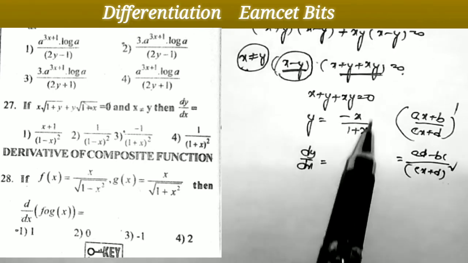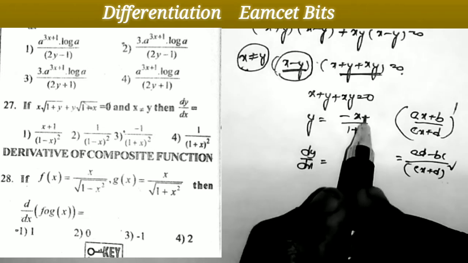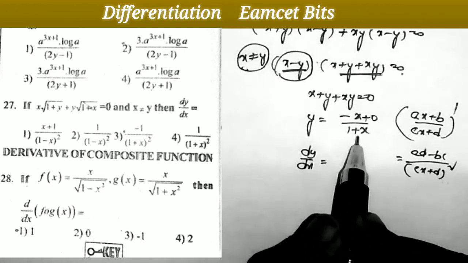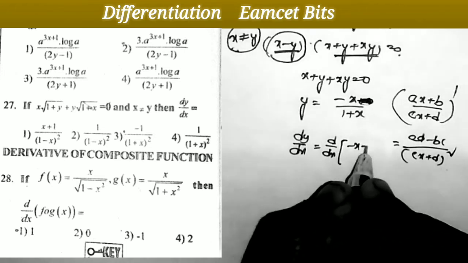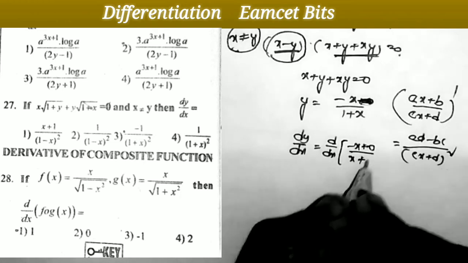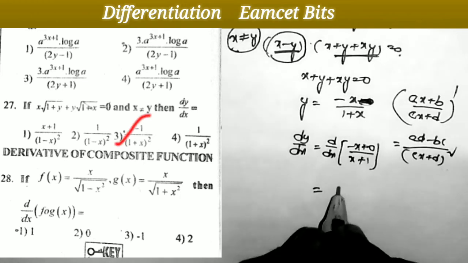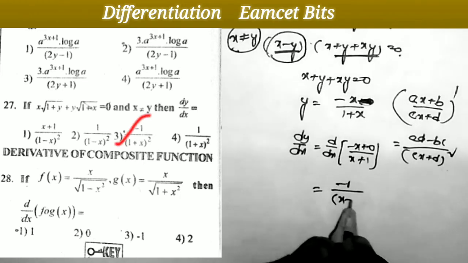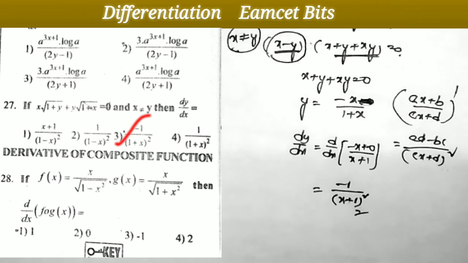Now what is the derivative of this one? So this is minus x plus 0 by x plus 1. The question is in the form of minus x plus 0 by x plus 1. Now doing the derivative, ad minus bc, that is minus 1 by x plus 1 whole square. That is the third option.